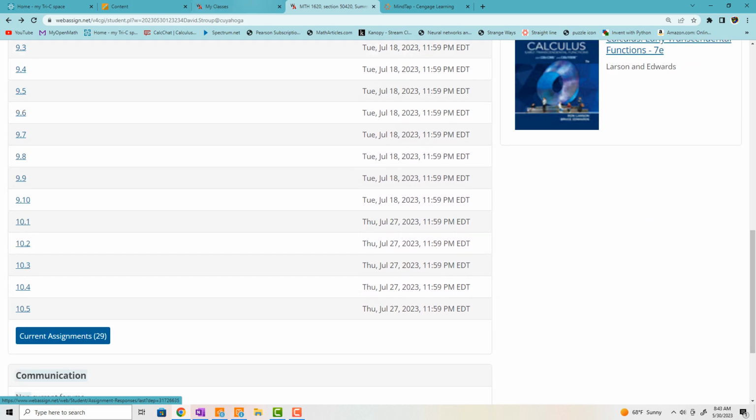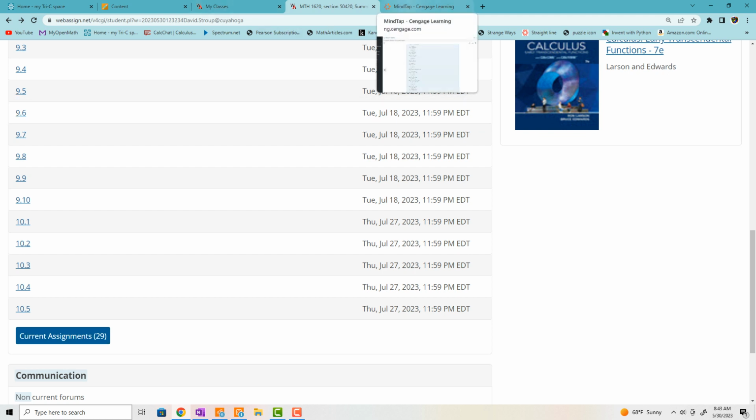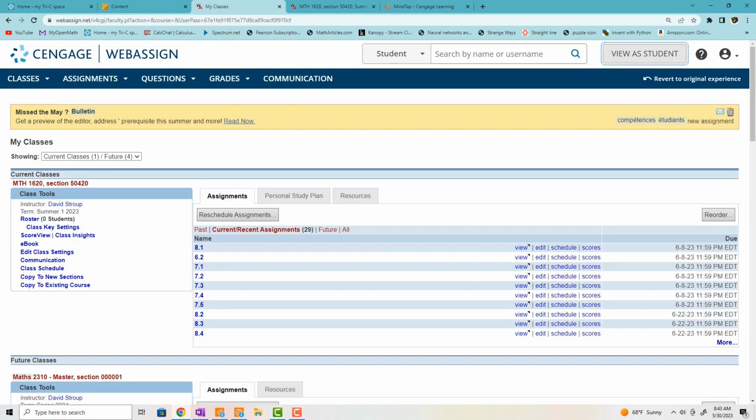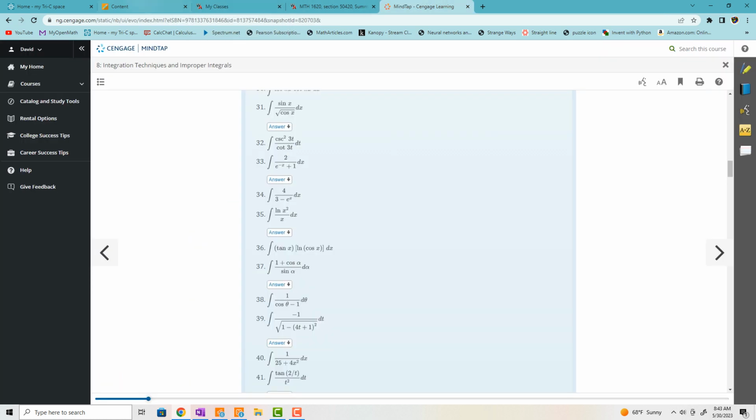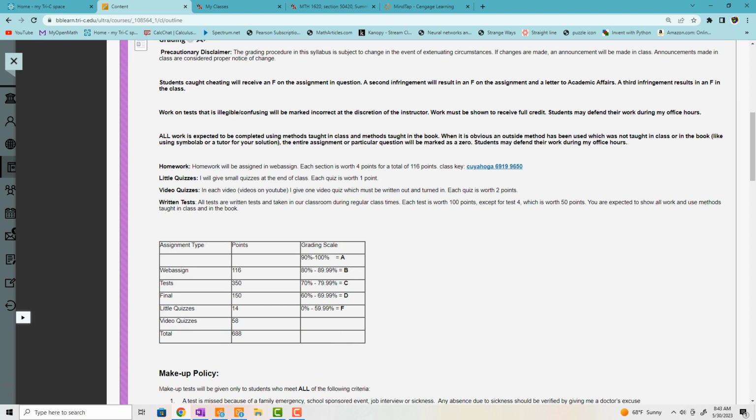So each one is worth 4 points. There's 29 assignments, so 4 times 29, I think it's 116. It will be the total amount of points for WebAssign. And you can see that in my little box here, my grading scale and stuff. Anyways, there's homework and WebAssign.